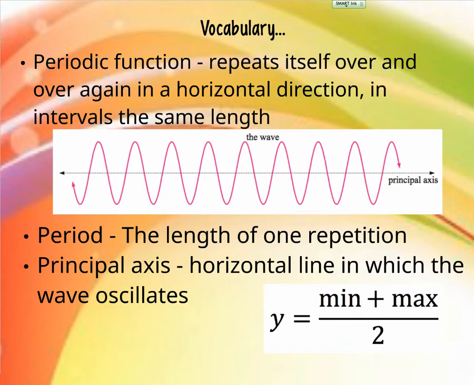So the period is the length of one repetition. So let's say we start here on this line, going up, down, back up. This section is one period. And then that same shape keeps repeating itself. So the period is just like one rotation, one repetition. I like to say rotation because it's that cyclical, it's going over and over again. So the period's a really important word.